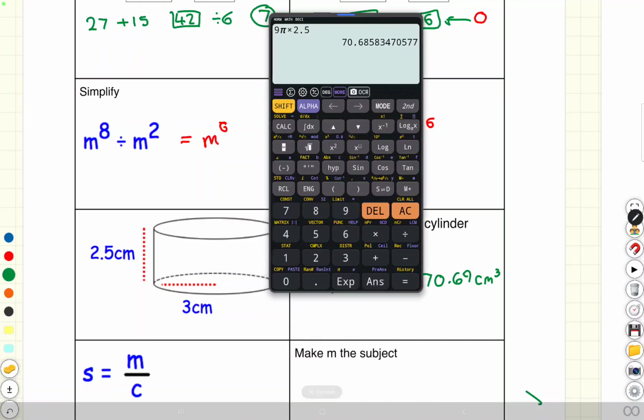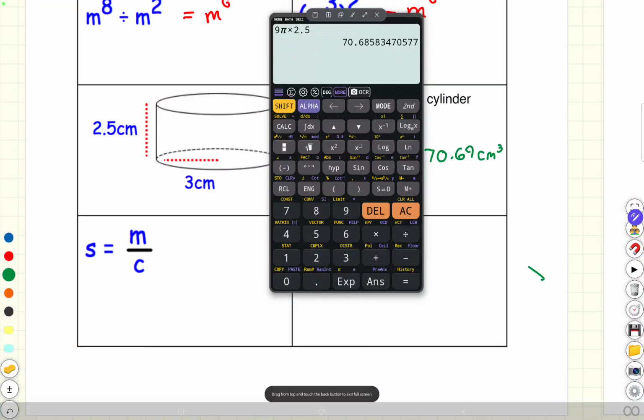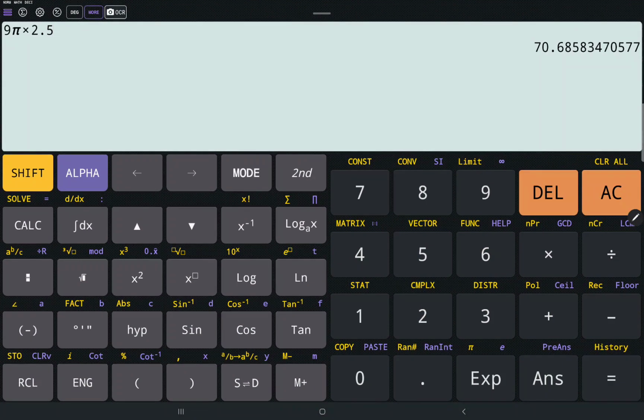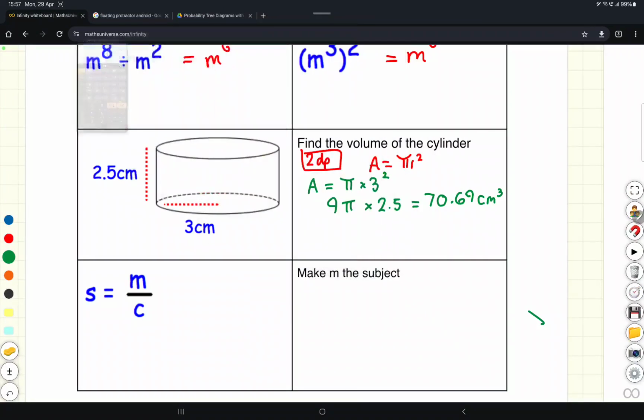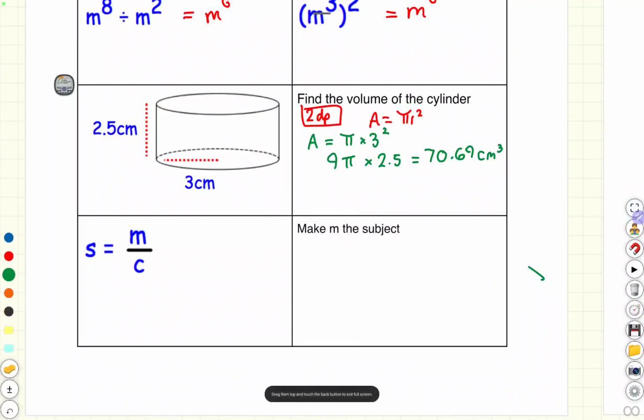And the final question for today, we need to make m the subject of the formula. So we need to make m the subject. On this occasion, the calculator is not going to be involved at all in this question. So we're going to do a number machine just to remind ourselves what happens. So m goes into a machine. What happens to it? It gets divided by c, and then the output is s.